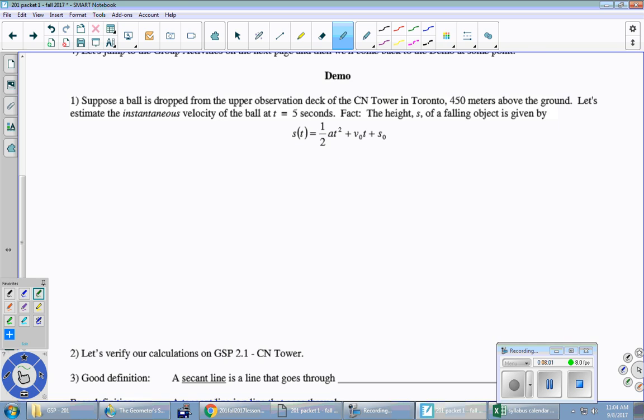So we drop the ball, and we start the clock at that moment, and the ball is falling, falling, falling until it hits the ground. But it's going to take more than 5 seconds to hit the ground, and I want to know how fast this ball is going at t equals 5 seconds.